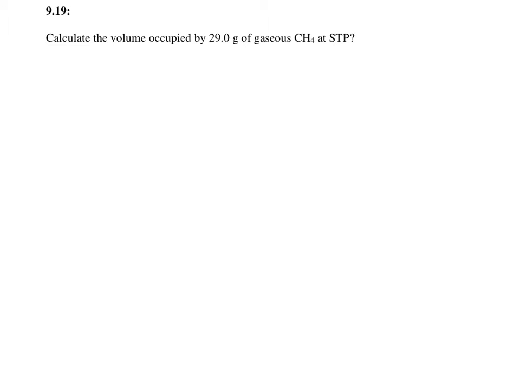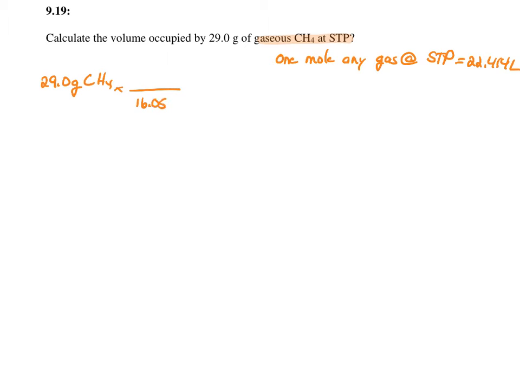We're asked to calculate the volume of some quantity of gas at STP. So we can use our shortcut here that 1 mole of any gas at STP has the volume of 22.414 liters. So if we start with 29.0 grams of methane, we convert that to moles, 16.05 grams per mole of methane.